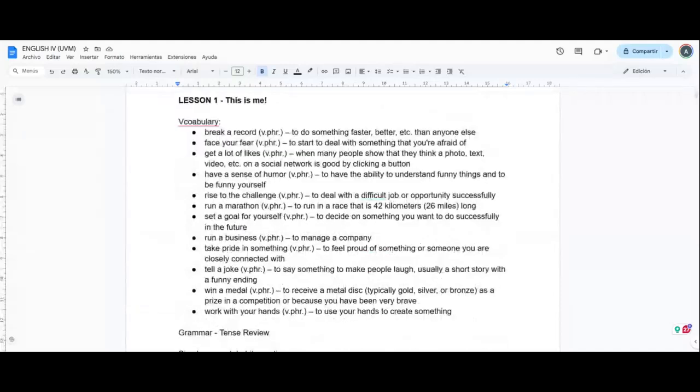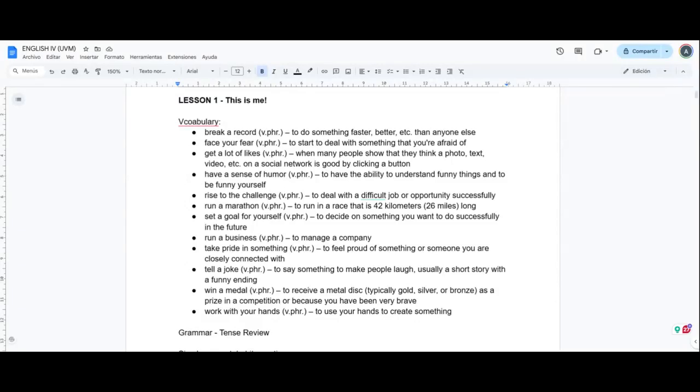Collocations are words that usually go together. Okay, native speakers used to use those words together. So we have here: break a record, face your fear, get a lot of likes, have a sense of humor, rise to the challenge, run a marathon, set a goal for yourself, run a business, take pride in something, tell a joke, win a medal, work with your hands.